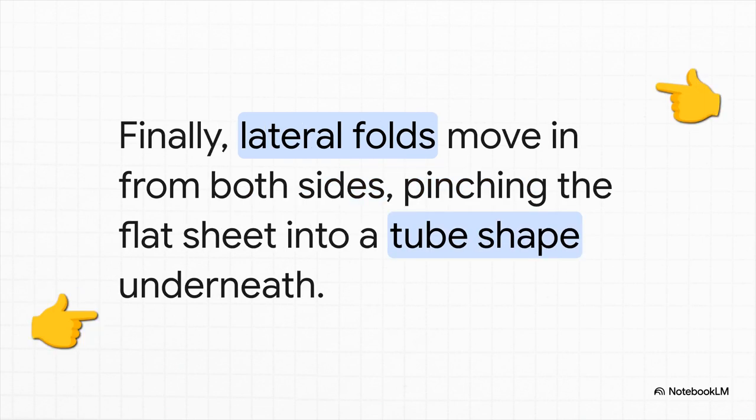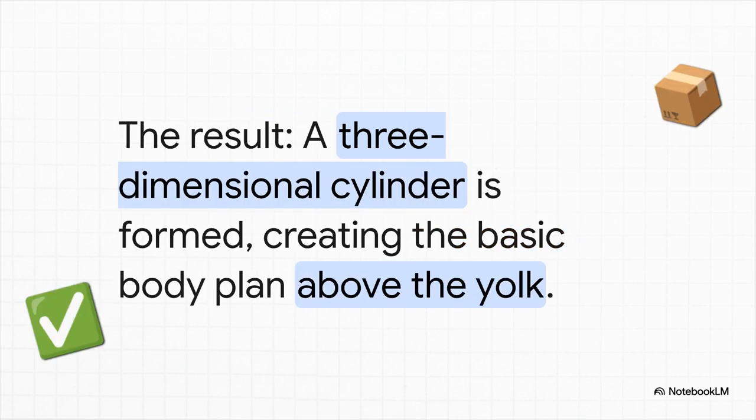And for the final move, to create the main body, you get these lateral folds that start pinching in from both sides. They move towards each other underneath the embryo, and they meet right in the middle, basically zippering that flat sheet into a complete tube. This is the exact moment the 2D blueprint becomes a real 3D body. And the result of all this folding is just incredible.